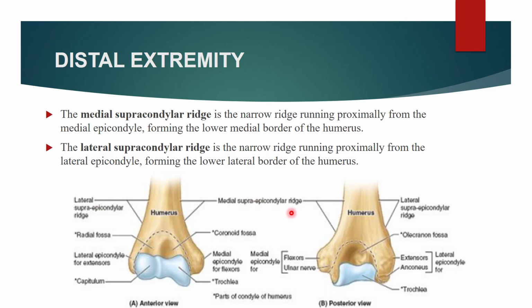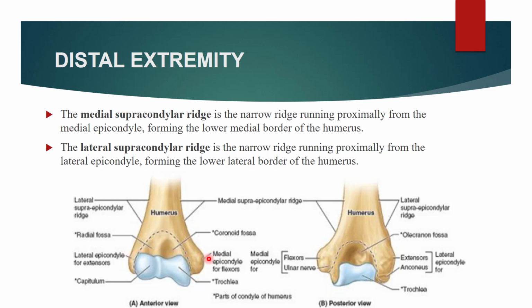What does supracondylar or supraepicondylar ridge mean? See here, there are two epicondyles on the distal extremity of the humerus. One is the medial epicondyle and one is the lateral epicondyle. Epicondyle means it is above the condyle. So it is the medial epicondyle and the lateral epicondyle.